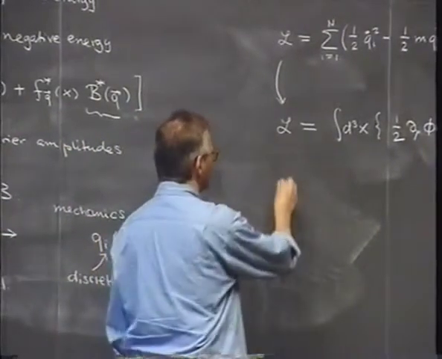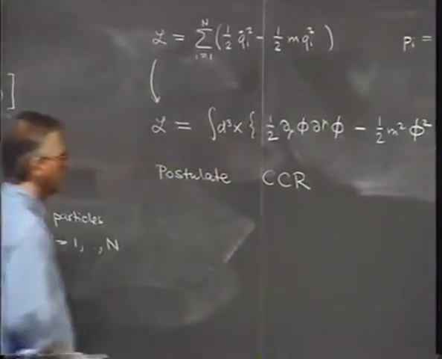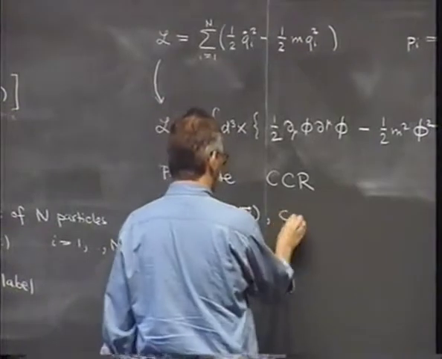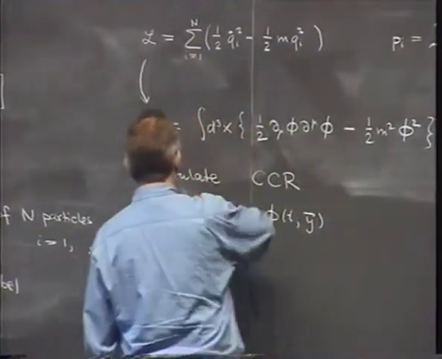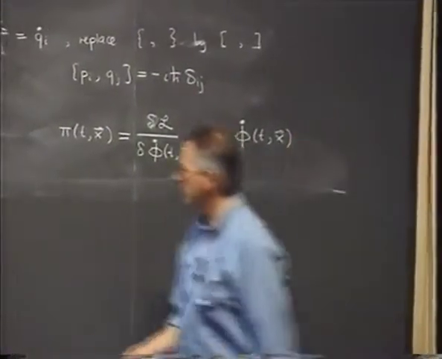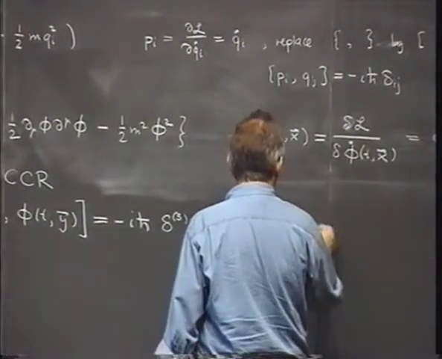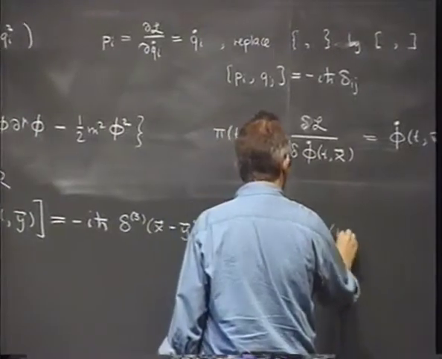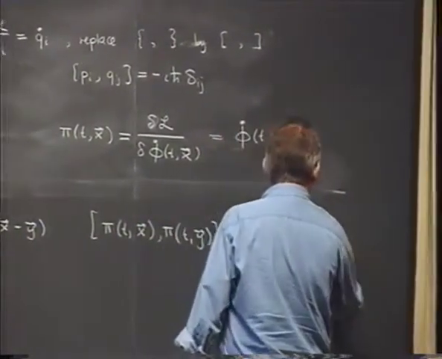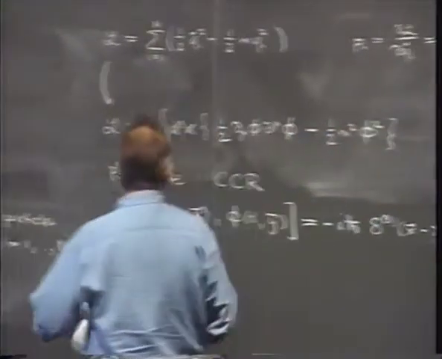Well, and then we postulate canonical commutation relations, abbreviated like this. Canonical commutation relations, meaning that we ask that pi t of x at a given time with phi t of y be equal to minus i h bar. Well, we also have to replace the Kronecker delta, and it has to be replaced by a delta function, delta 3 of x minus y. And in addition, we ask that pi t of x with pi t of y, and the same for phi t of x with phi t of y, should be equal to 0, corresponding to P with P and Q with Q equals 0. So this is now the fundamentally new thing.